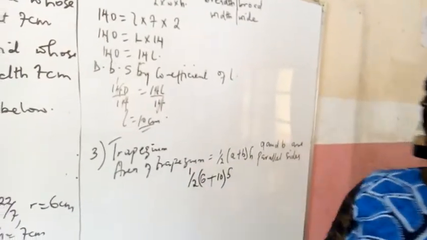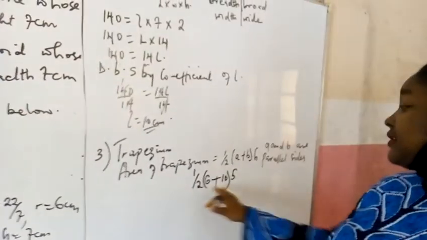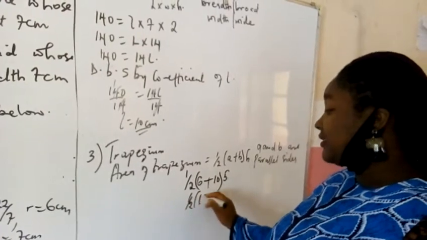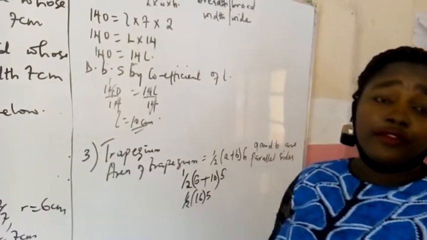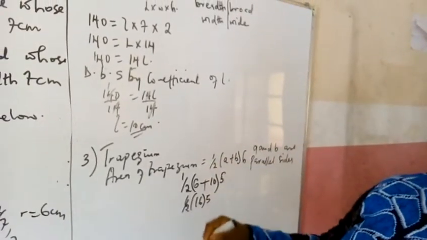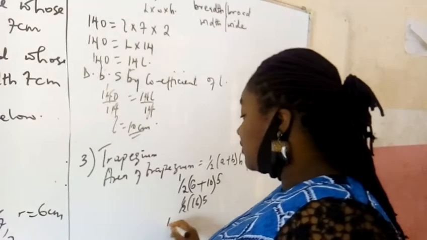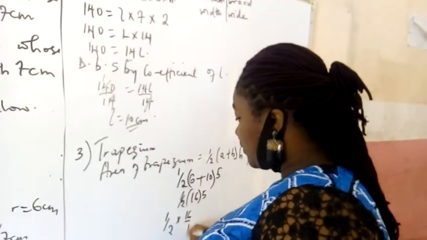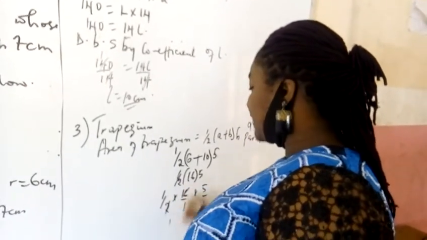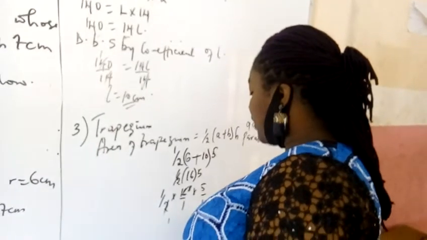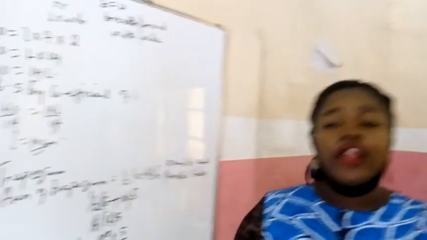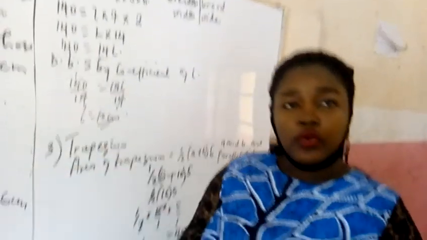Remember your BODMAS. Whenever there is a bracket, you solve what is in the bracket first. 6 plus 10 is 16 cm. You say 1/2. Inside the bracket is now 16. Outside it is now 5. When there is a number before a bracket, it shows there's an invisible multiplication between the numbers. You say 1/2 times 16/1 times 5/1. 2 divides itself, 2 divides 16, 8. 8 times 5, 40 centimeter square. Because when we come to area, it is centimeter square.